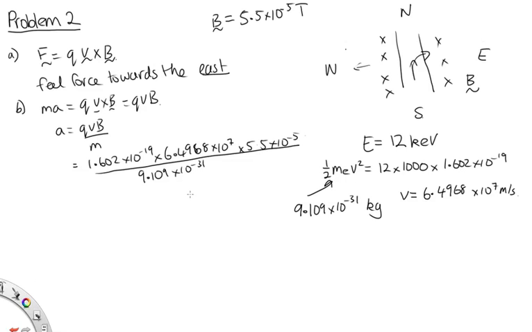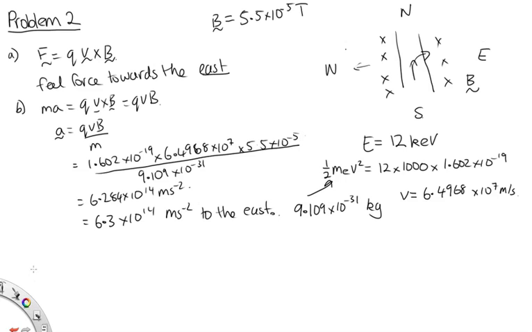So solving this on the calculator, we end up with 6.284 times 10 to the 14 meters per second squared, which let's give it to two significant figures. That's 6.3 times 10 to the 14 meters per second squared. And it's an acceleration, so it should have a direction, so it's the same direction as this force, so to the east.